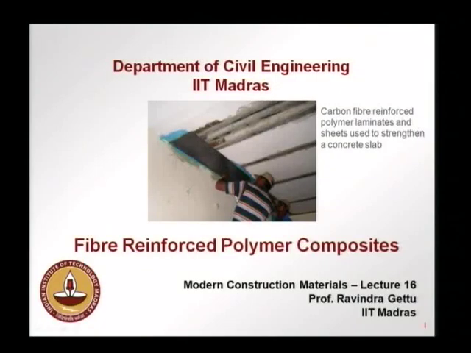On the slide here I have a photo of a concrete slab. This was part of a house where a wall had to be removed, and what was done is there are carbon fiber polymer laminates. These are the laminates strengthening the slab, and the ends of these laminates are held together by this carbon fiber sheet that is also glued on to the slab. So this system as such was used to strengthen this concrete slab at IIT Madras.